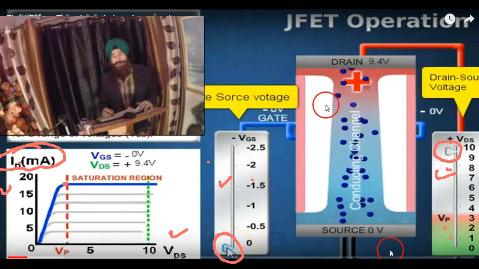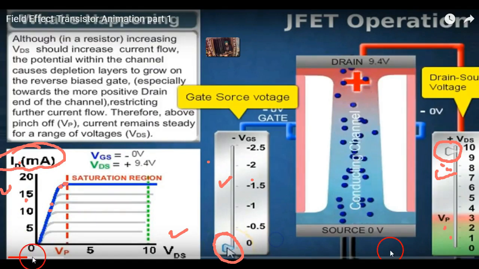The closed gate will close more and more with more and more VGS. Second, VDS can increase the drain current, but up to a certain limit. After that, there is a saturation region. After pinch off, there is saturation. This is how VDS affects the drain current. Okay, so keeping these things in mind, just see how the animation is.